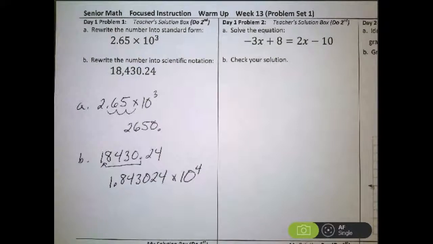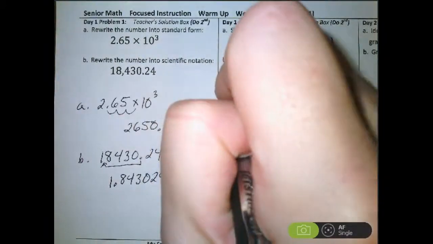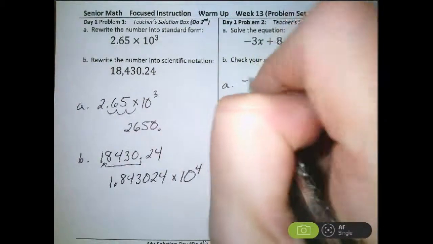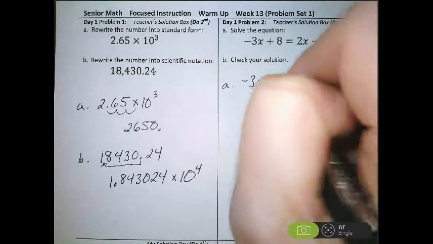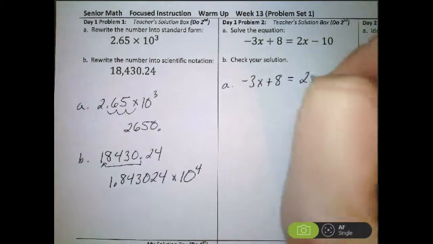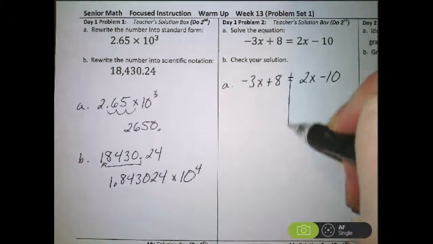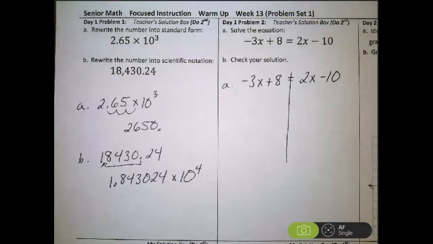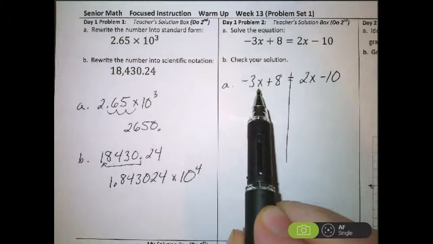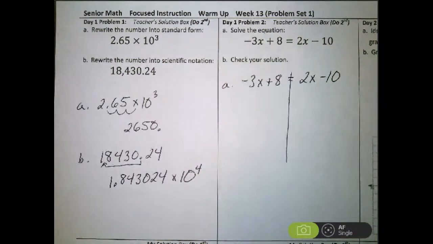Now day 1, problem 2. Solve this equation, and then in part B, check the answer. So let's start by copying that equation down. And I'm going to draw a line down from the equal symbol to keep the left side and right side straight. And I notice that the x appears on both sides of the equation.